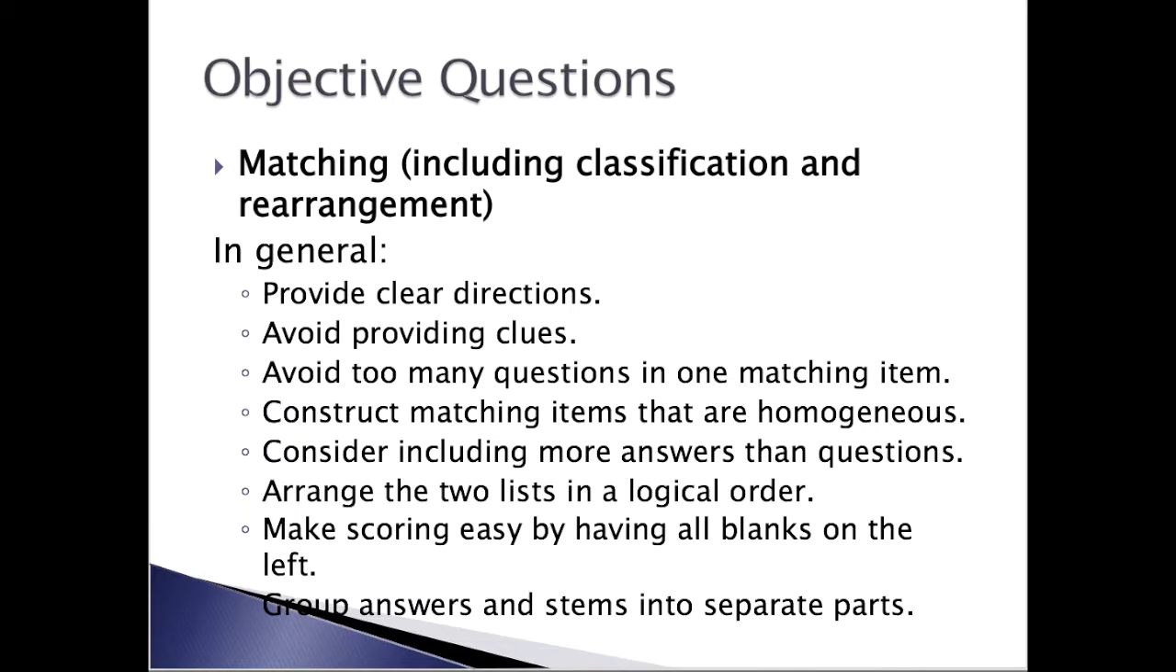In general, we need to make sure that we're following these rules. You need to provide clear directions, including the basis for matching the items, how to report the answers, and whether a response can be used more than once. You want to avoid providing clues by having all words and phrases in one column be logical and grammatically acceptable to every question in the other column. You want to avoid too many questions in one matching item. You want to construct matching items with lists of questions and answers that are homogeneous in nature. Consider including more answers than questions to remove the possibility of process of elimination.